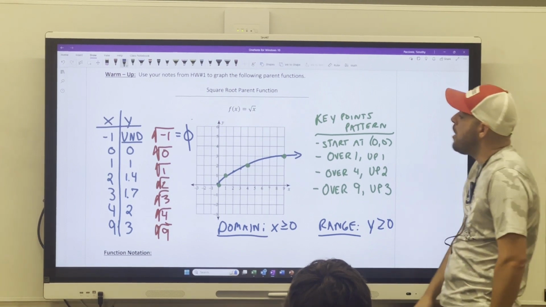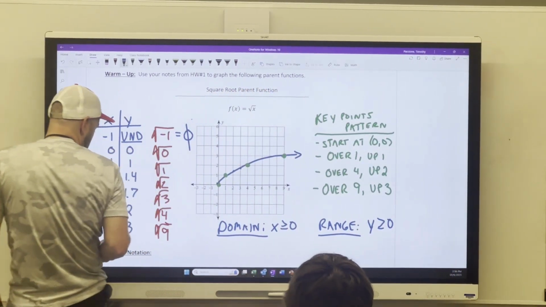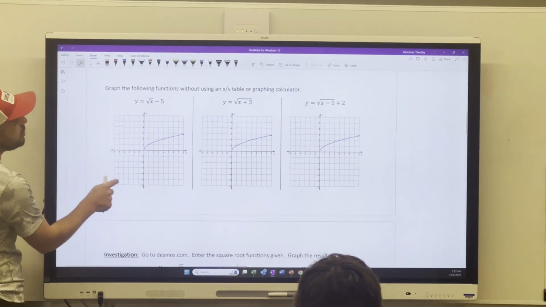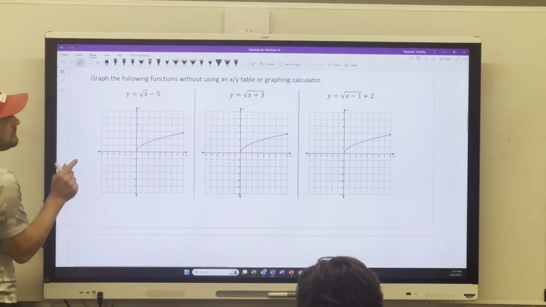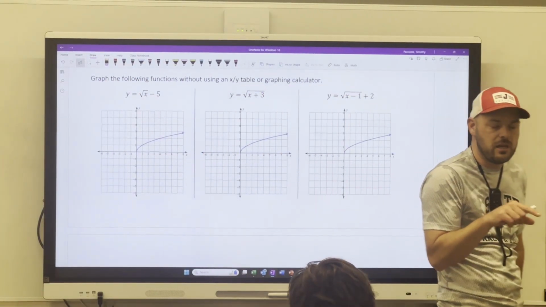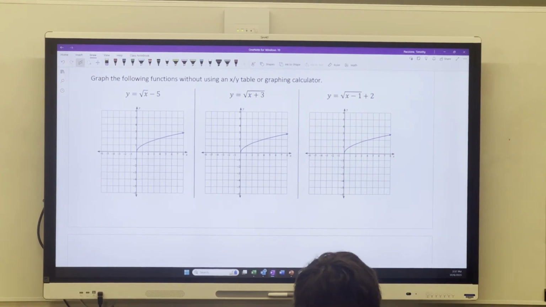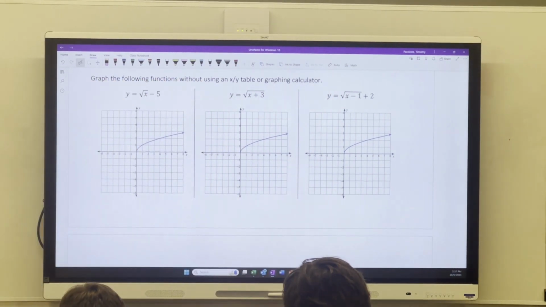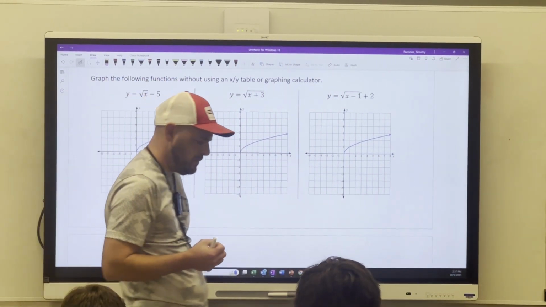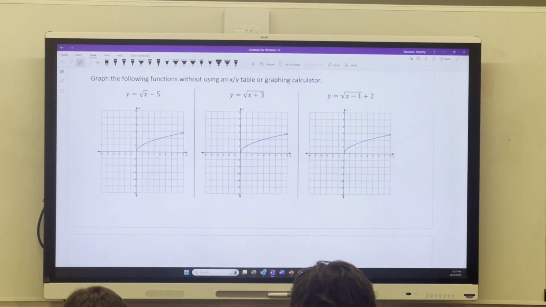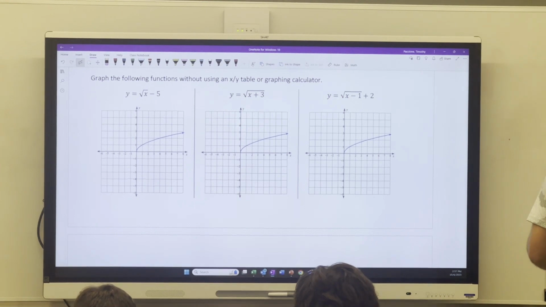Okay? All right, so what I want you to do now is you're going to skip, we're going to come back to this function notation section. I want you to practice or try to do these functions using what you learned yesterday about moving up, down, left, right, and what you learned in the warm-up about your key points and your pattern for square roots, okay? So give these 3 problems a try. I'll give you a minute to do that, and then we'll talk about them, and then we're gonna go back up to that function notation thing so I can talk about something real quick.